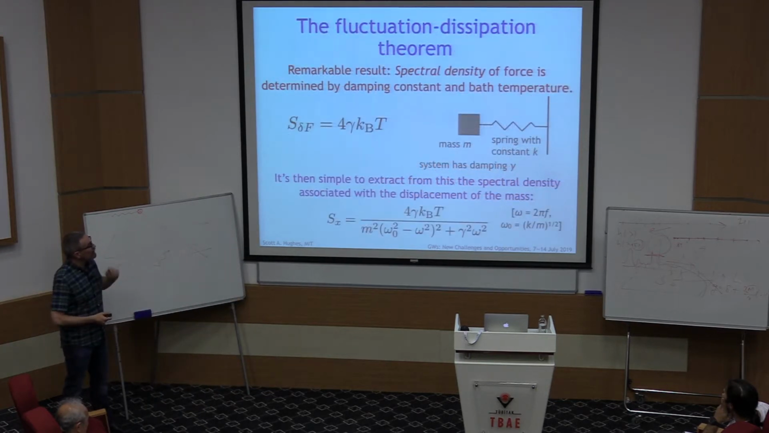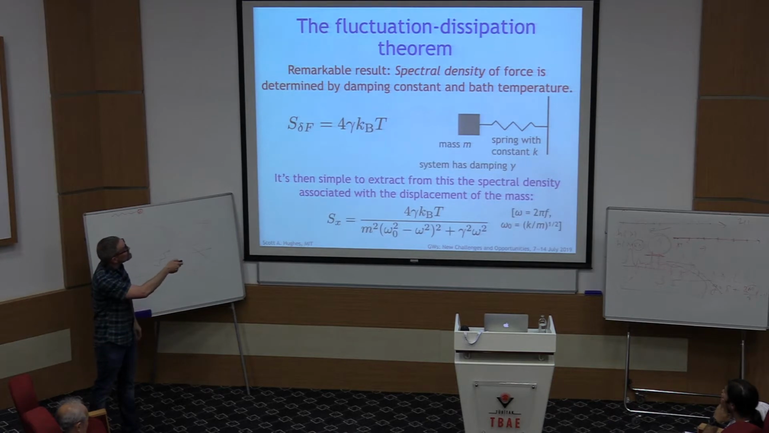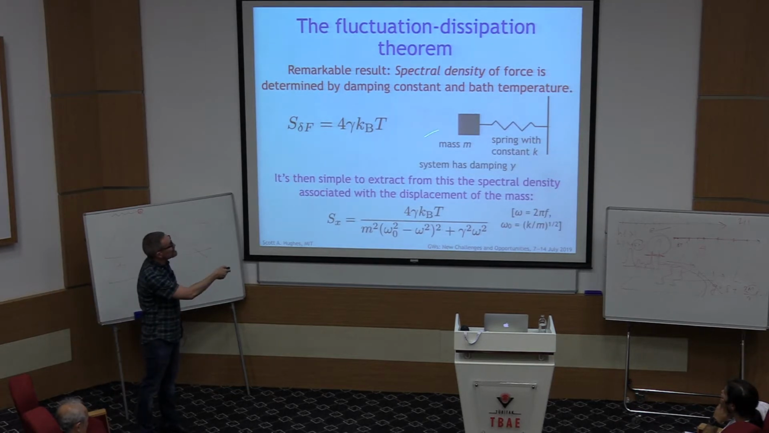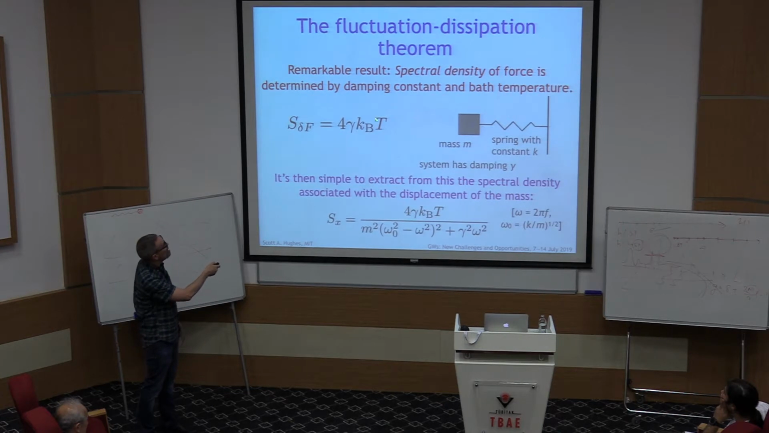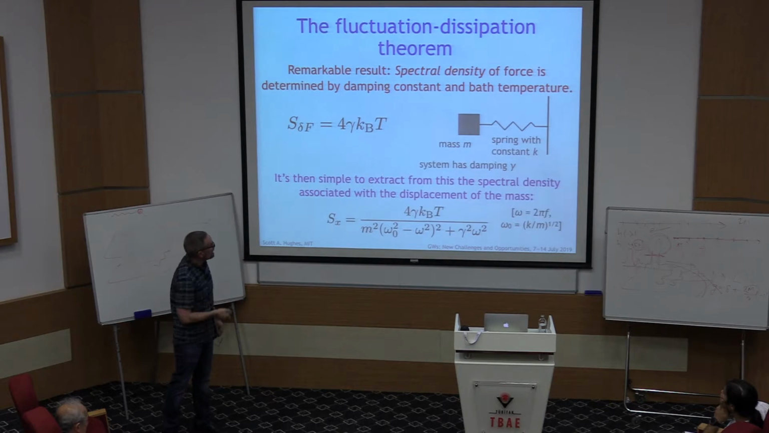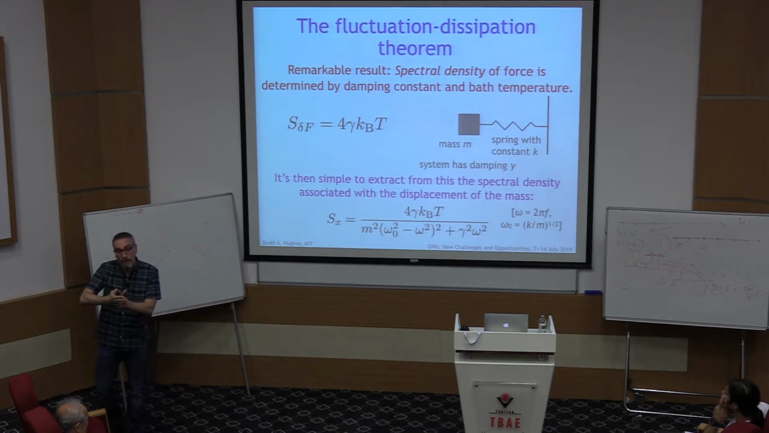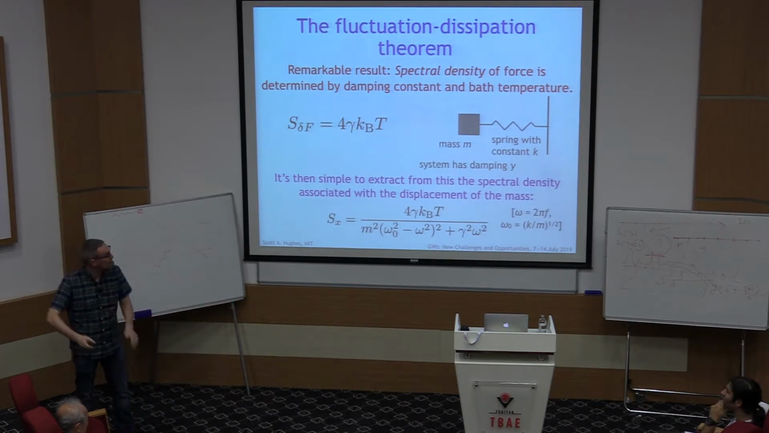I'm not going to prove this theorem. You can find it proven in some higher level statistical mechanics books. But it tells you that the spectral density associated with that force is determined by the damping coefficient and the bath temperature. So again, I don't necessarily know exactly what this delta F is, but I know that its spectrum is flat with respect to frequency, and its magnitude is given by this. And that allows me to determine the statistical properties of the force that is acting on my mass.